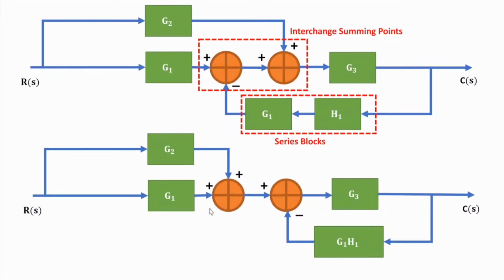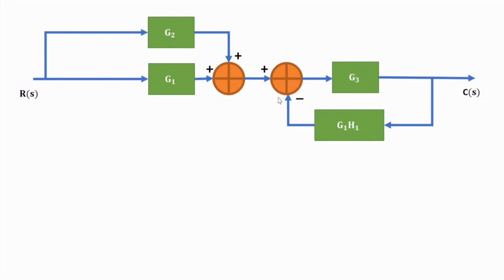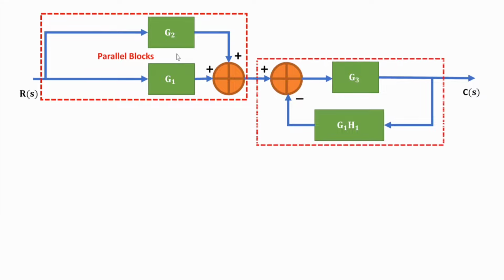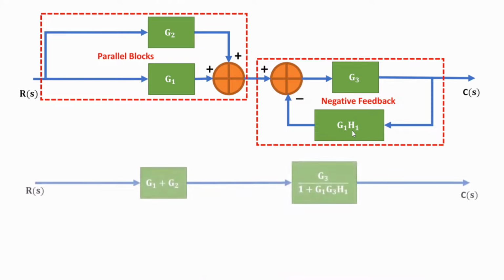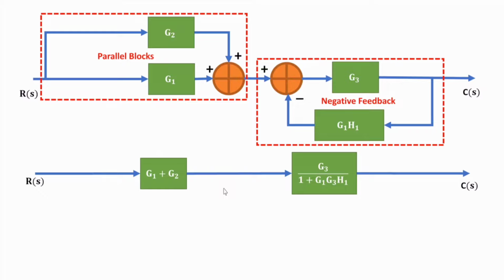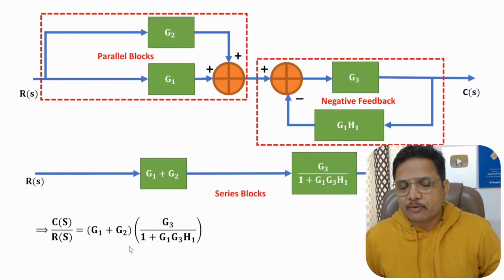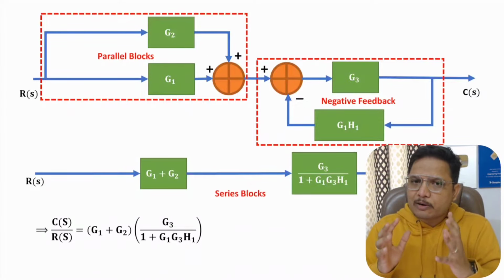Now we have simplified this, and now what we can do is we can apply negative feedback over here and parallel connection over here, right? In parallel connection, this will be G1 plus G2, and in negative feedback, this will be G3 divided by 1 plus G3 G1 H1, right? And this is there in series. So simply multiply these two, and that is what transfer function, right?